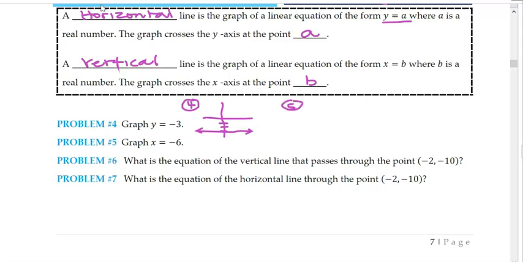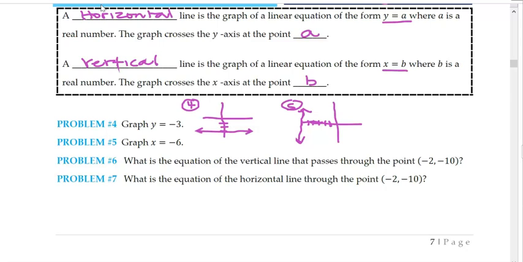Now for number 5, we need to graph the line x equals negative 6. And again, if we look at what we said here, x equals some number, right? That's going to be a vertical line. So let's see, we'd have something like this. And 1, 2, 3, 4, 5, 6. And then we have a vertical line right here at -6. So that would be our graph for that.